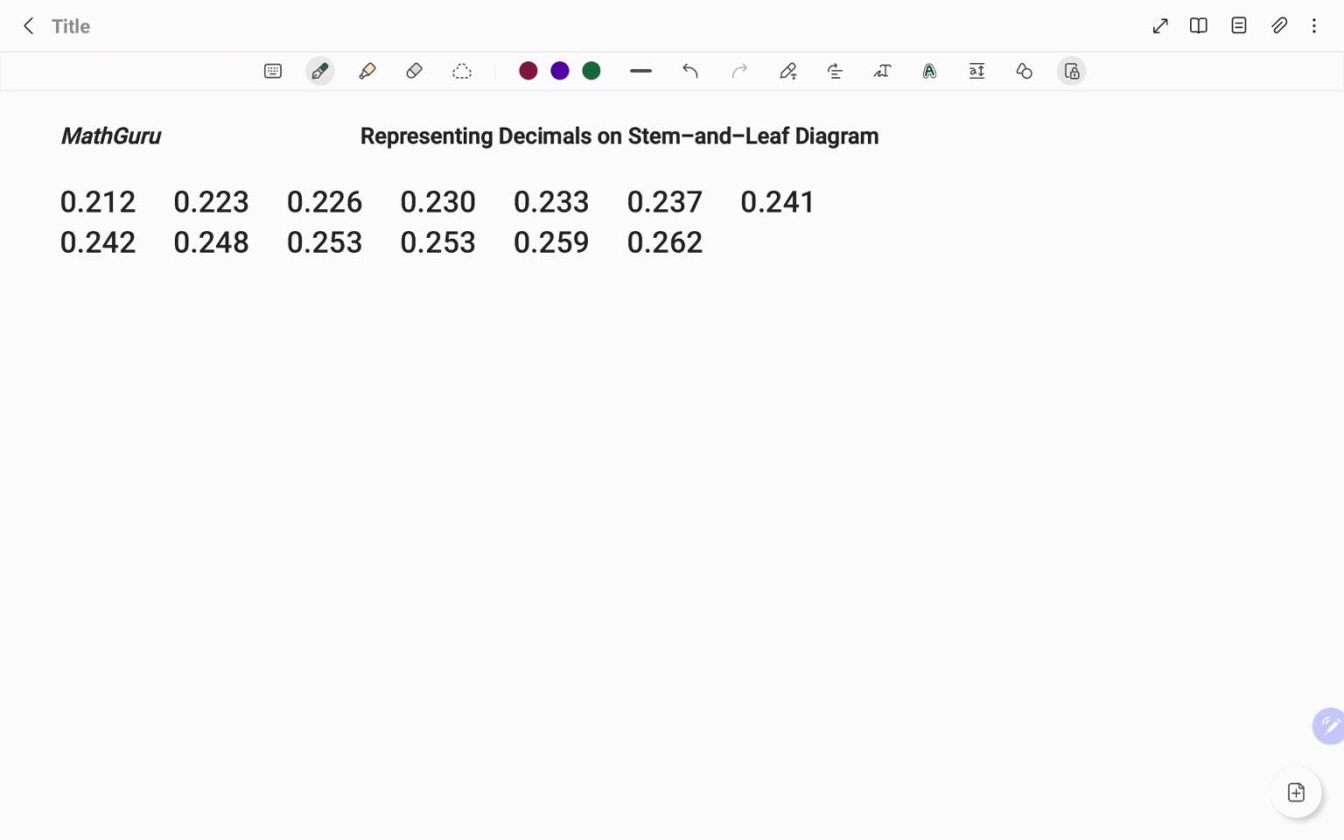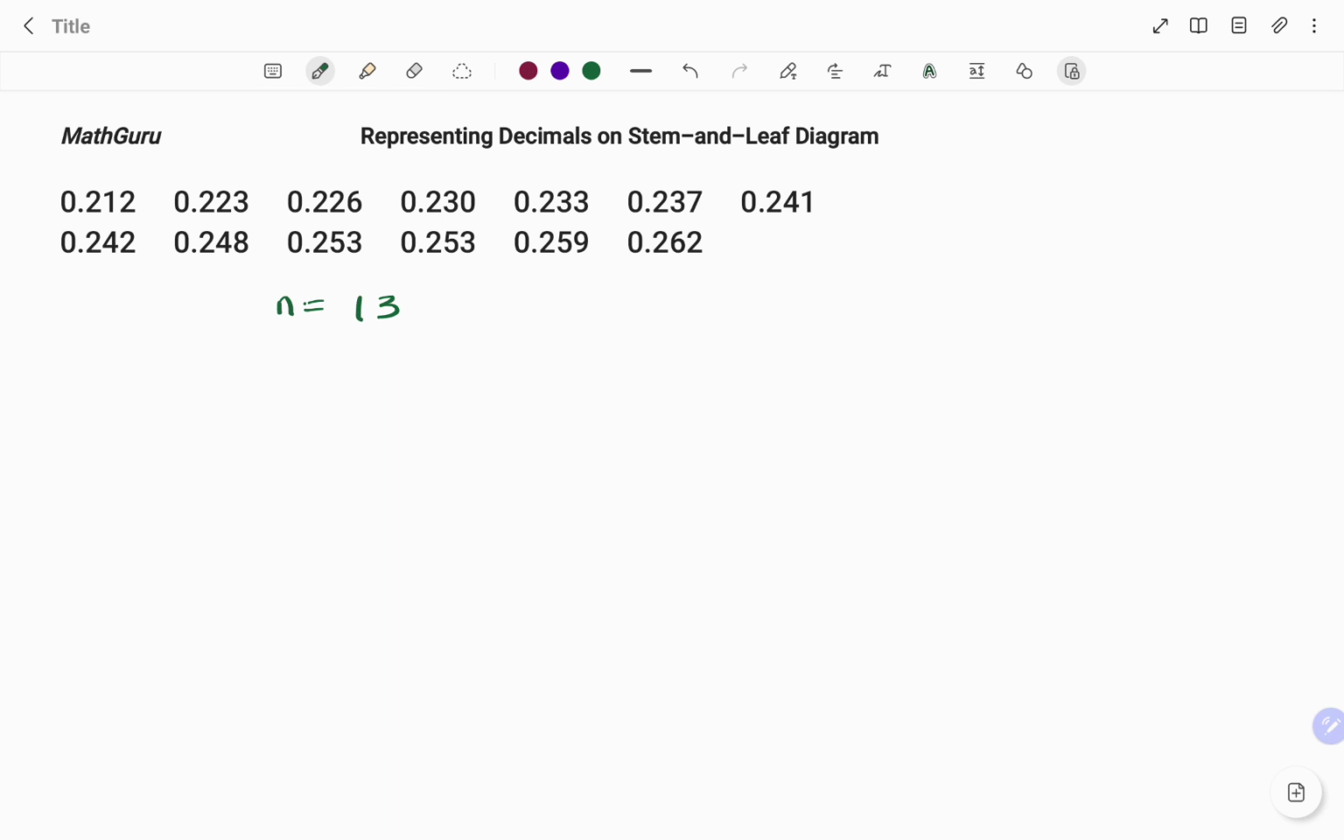A stem and leaf diagram is a plot that displays ordered numerical data. The digits of the data have been split into a stem, that is the first digit or digits of the data, and a leaf. The leaf is usually the last digit. So looking at the following decimals, to represent them on a stem and leaf diagram, I'm going to start by stating the number of terms in the diagram. So I have n is equal to 13 data values.